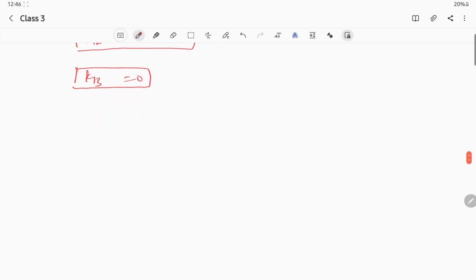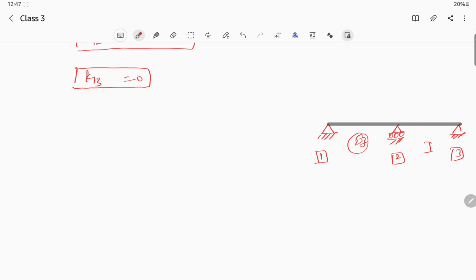Next, in the next case, what do we do? We draw another beam here. Here we have a roller support at this location, and here we have a hinge support again. So this is 2I and this is I. This is node 1, this is node 2 and this is node 3. So what is happening here?